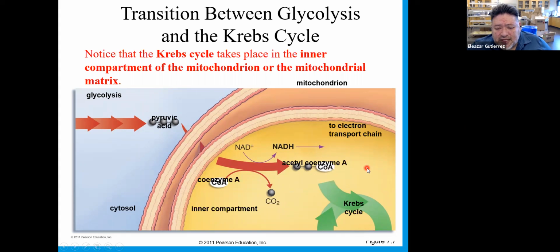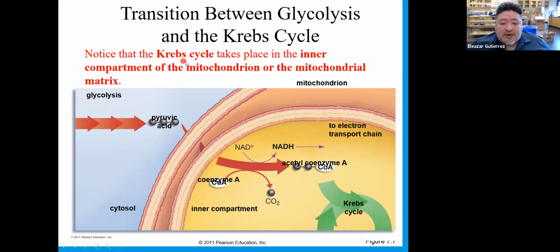And the product of this intermediate step is acetyl coenzyme A, which means that we've taken 1 carbon. If you have 3, you take 1 carbon off. 3 minus 1 is 2. So here's the acetyl group, and here's the coenzyme A. So this is acetyl-CoA, and this acetyl-CoA is what enters the Krebs cycle. Okay?